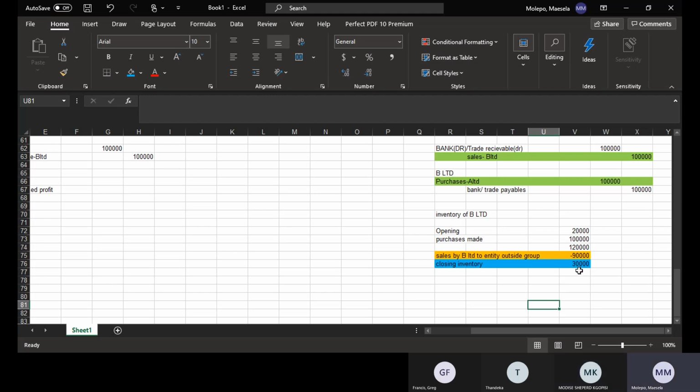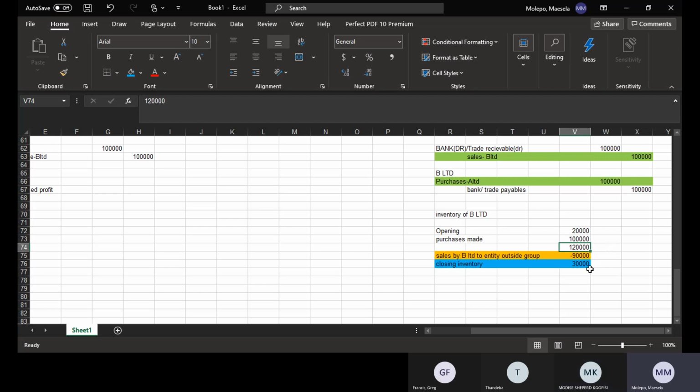Okay. So on your side, you said 120 less the 30,000 of the closing inventory. So it means the sales to outside the group is 90,000. So this 90,000 comes as a balancing figure because we were not given it. We just want to determine how much inventory was sold to the people outside the group. But that is not our main focus here. Our main focus will be on the closing one, the 30,000.